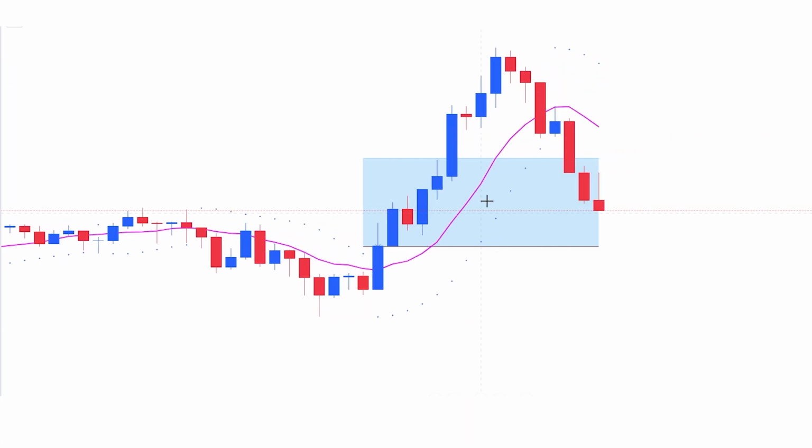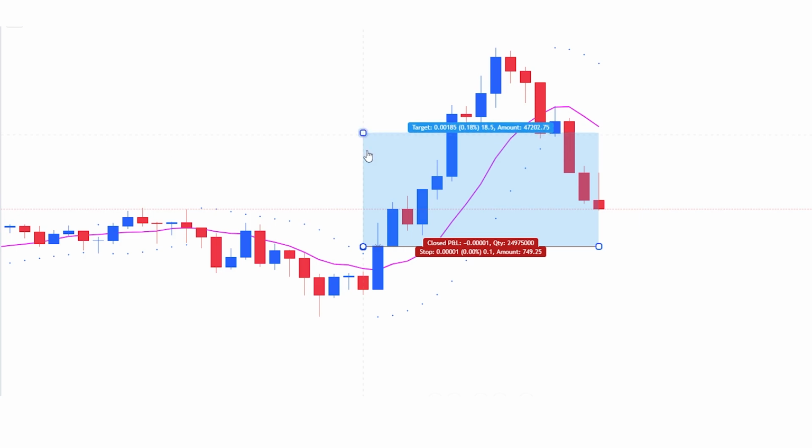So let's see what will happen. So it crosses just over here. So from 12 pips, we could have maximized our pip gain to 18.5 pips. So that's an extra 6.5 pips you could have made if you use the 9 moving average in combination with the parabolic SAR indicator, which is a beauty.